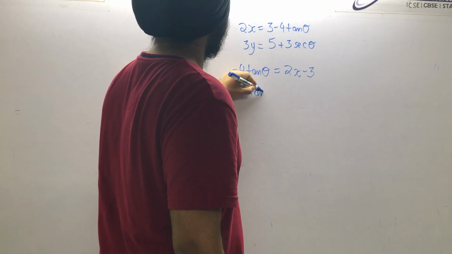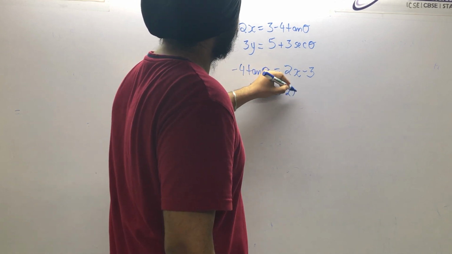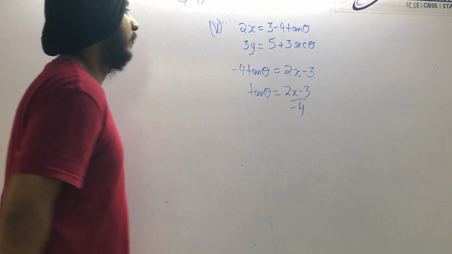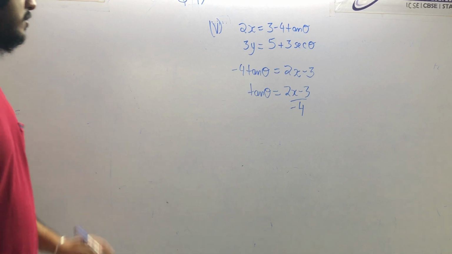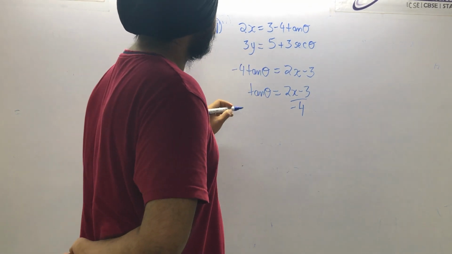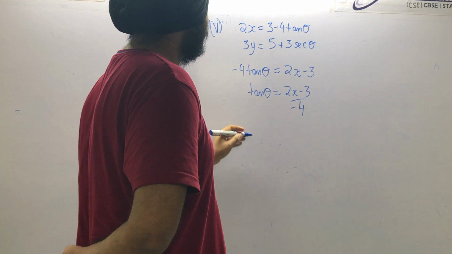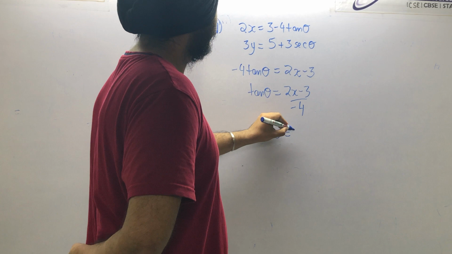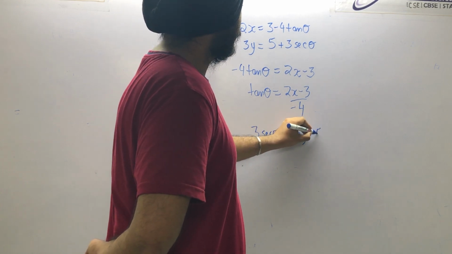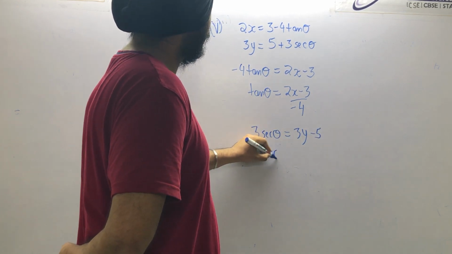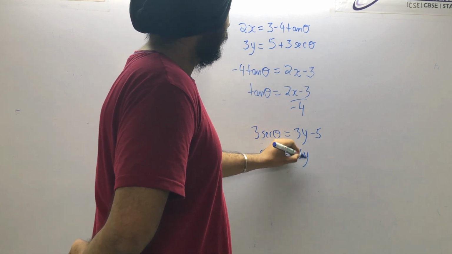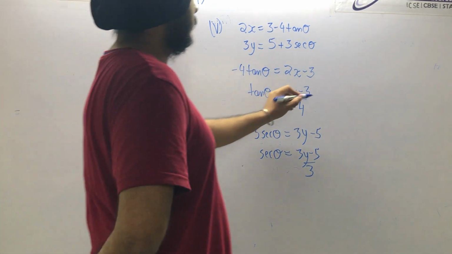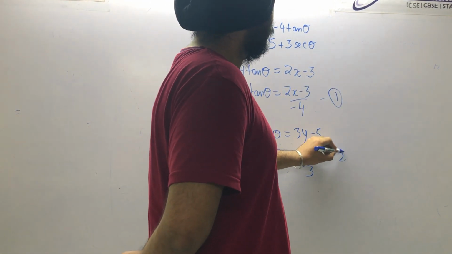Tan theta is equal to (2x minus 3) upon minus 4. Okay, same. 3y is equal to 5 plus 3 sec theta. So 3 sec theta you can write 3y minus 5, and sec theta can be written as 3y minus 5 upon 3. Okay, so say this is your equation 1, this is your equation 2.